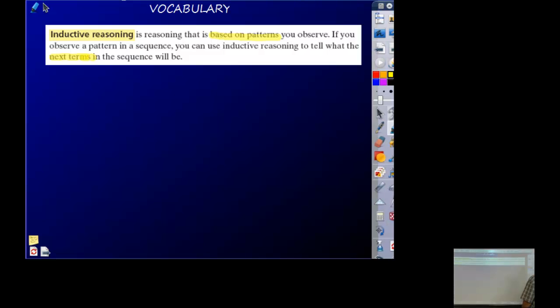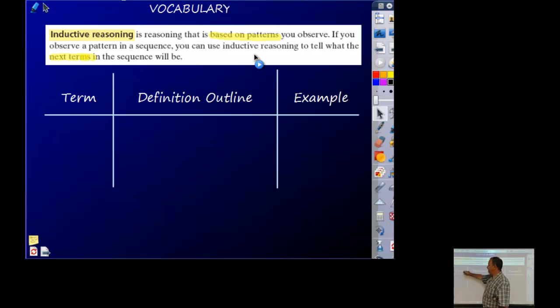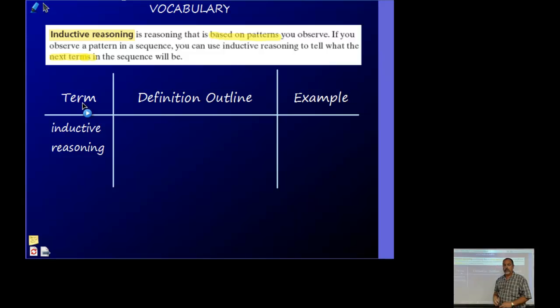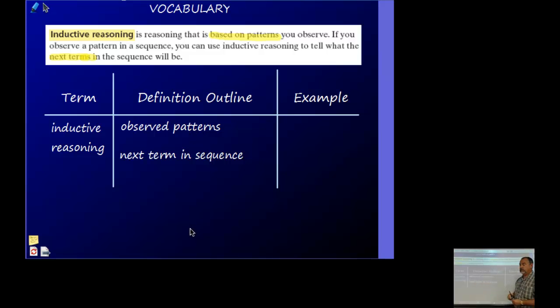So when I'm writing in my notes, I want to write down the topic that I'm looking at. In this case, it happens to be a vocabulary word. What is it? It's an observed pattern, something I look at, a pattern that I observe. What do I use it for? To get the next term in the sequence. And then I might want to put an example. So here I have the example 1, 2, 3. What would be the next term in the sequence?